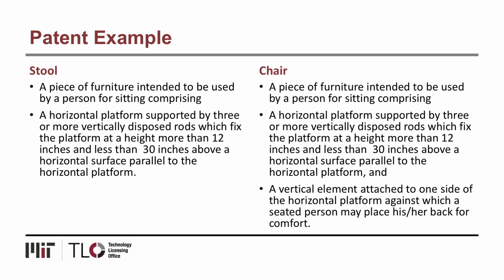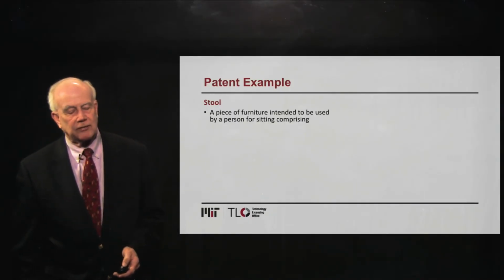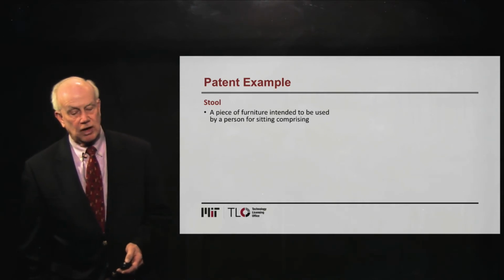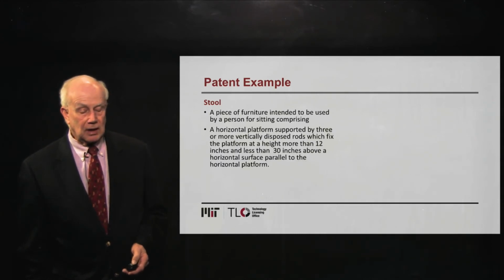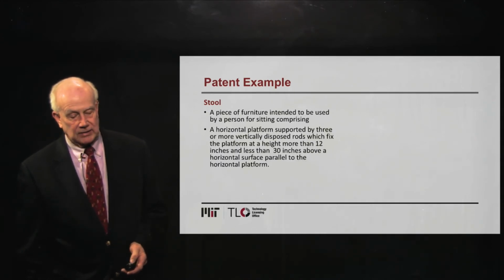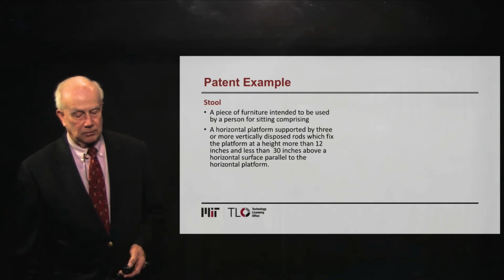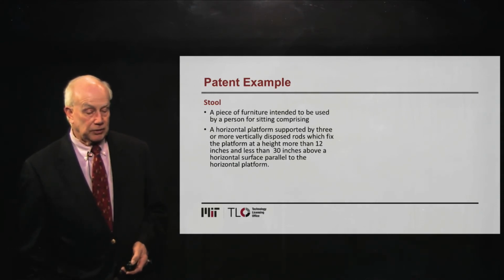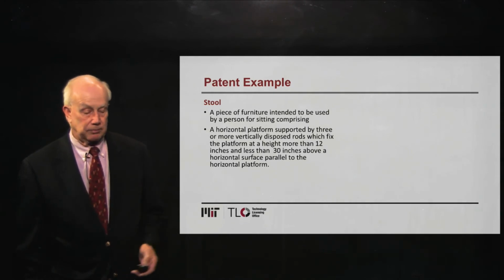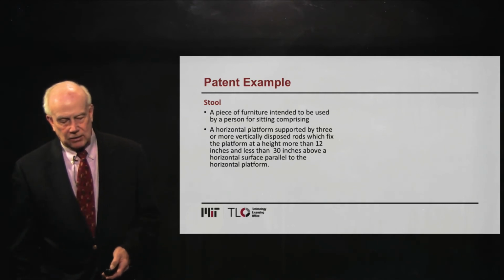Let's think about a stool, and imagine that no one had invented a stool before this particular patent application. So you have a stool, and the couple of claims that a stool might have might be described as a piece of furniture to be used by a person to sit on. And in addition to that, it has a horizontal platform supported by 3 or more vertically disposed rods, let's call them legs, that fix the platform at a fixed height between 12 and 30 inches above a horizontal surface that's above the floor. So that's the patent on the stool.